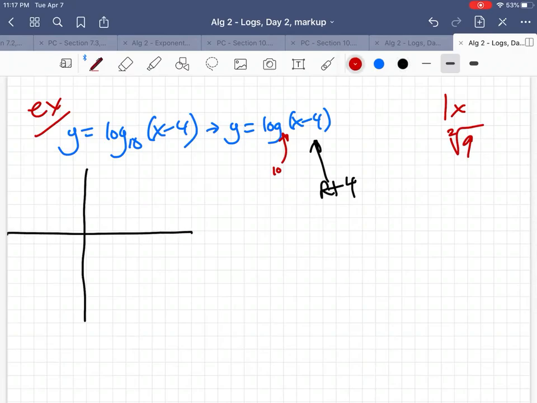So that means our graph used to go through (1, 0). Now I'm going to move that 4 spaces over: 2, 3, 4, 5. So from here, I was where I was. I moved it 4 spaces over.